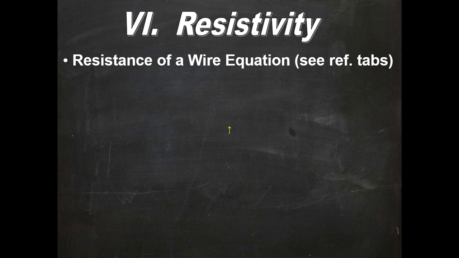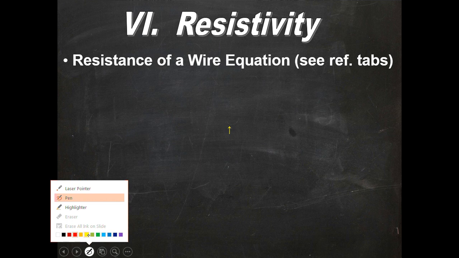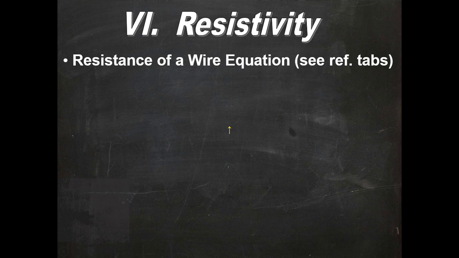Now, based on the resistivity, the length, and the area, we can calculate the resistance of a wire at a given temperature using this equation. The resistance of the wire, capital R, is equal to the resistivity times the length of the wire divided by the area of it.